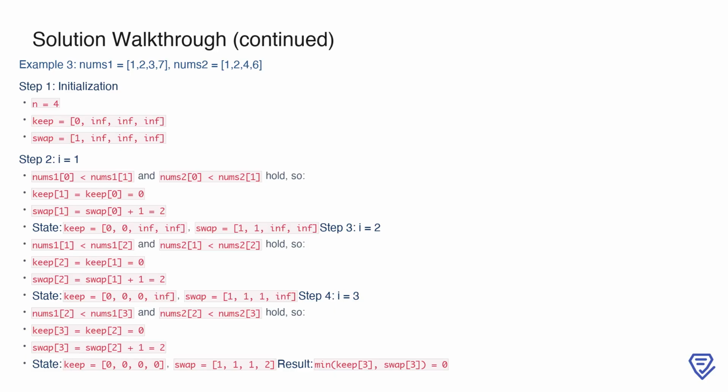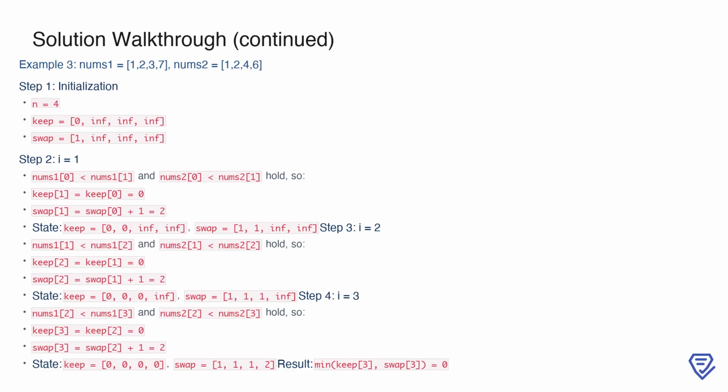At step i equals 2, both nums1[1] < nums1[2] and nums2[1] < nums2[2] hold, so we set keep[2] to keep[1], which is 0, and swap[2] to swap[1] plus 1, resulting in 2. The state arrays are now keep equals 0, 0, 0, infinity, and swap equals 1, 1, 1, infinity.